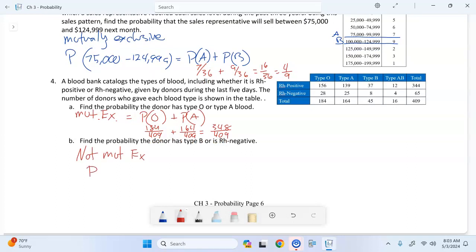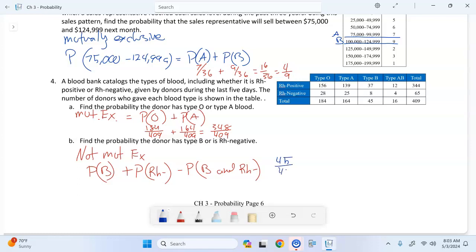So we'll need the probability of being type B plus the probability of being Rh negative minus the probability of being type B and Rh negative. So we look at the probability of being type B, which is 45 over 409.